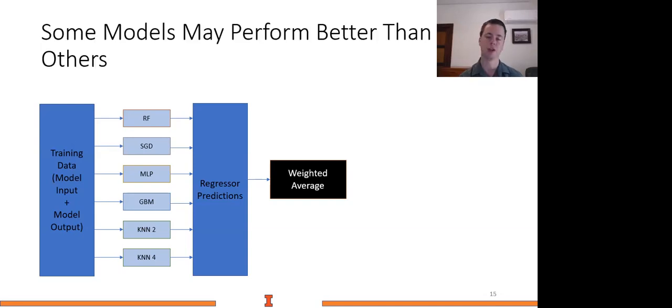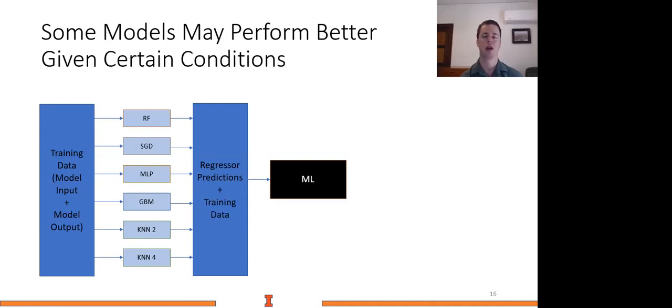But how should one do the weighting? That seems like a complicated problem in itself. How much more should you weight the well-performing regressors compared to the poorly performing regressors? That sounds like something that can be learned using machine learning. And in fact, you can.